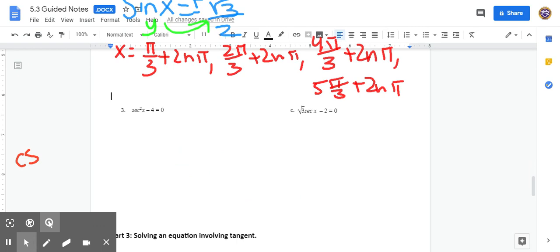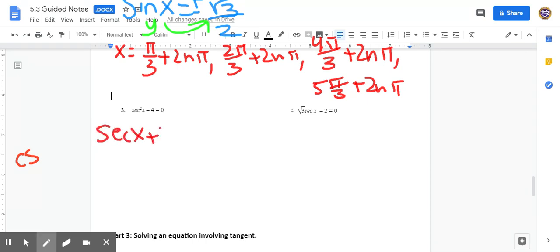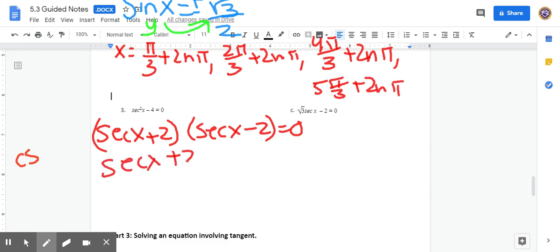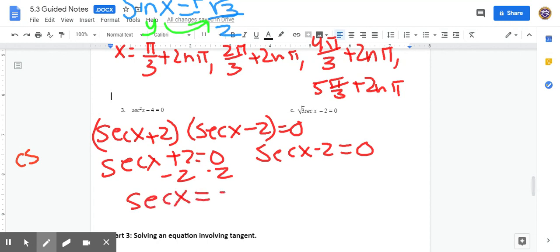So the last example is secant squared x minus 4 equals 0. Here we can break this up. We can do this two ways. So the first way is we can factor it. So because this is a difference of two squares, I get secant x plus 2 and secant x minus 2. And you set both equal to 0 separately and solve. So for this one, we subtract 2. So we get secant of x equals negative 2. So when we add it, secant of x equals positive 2.